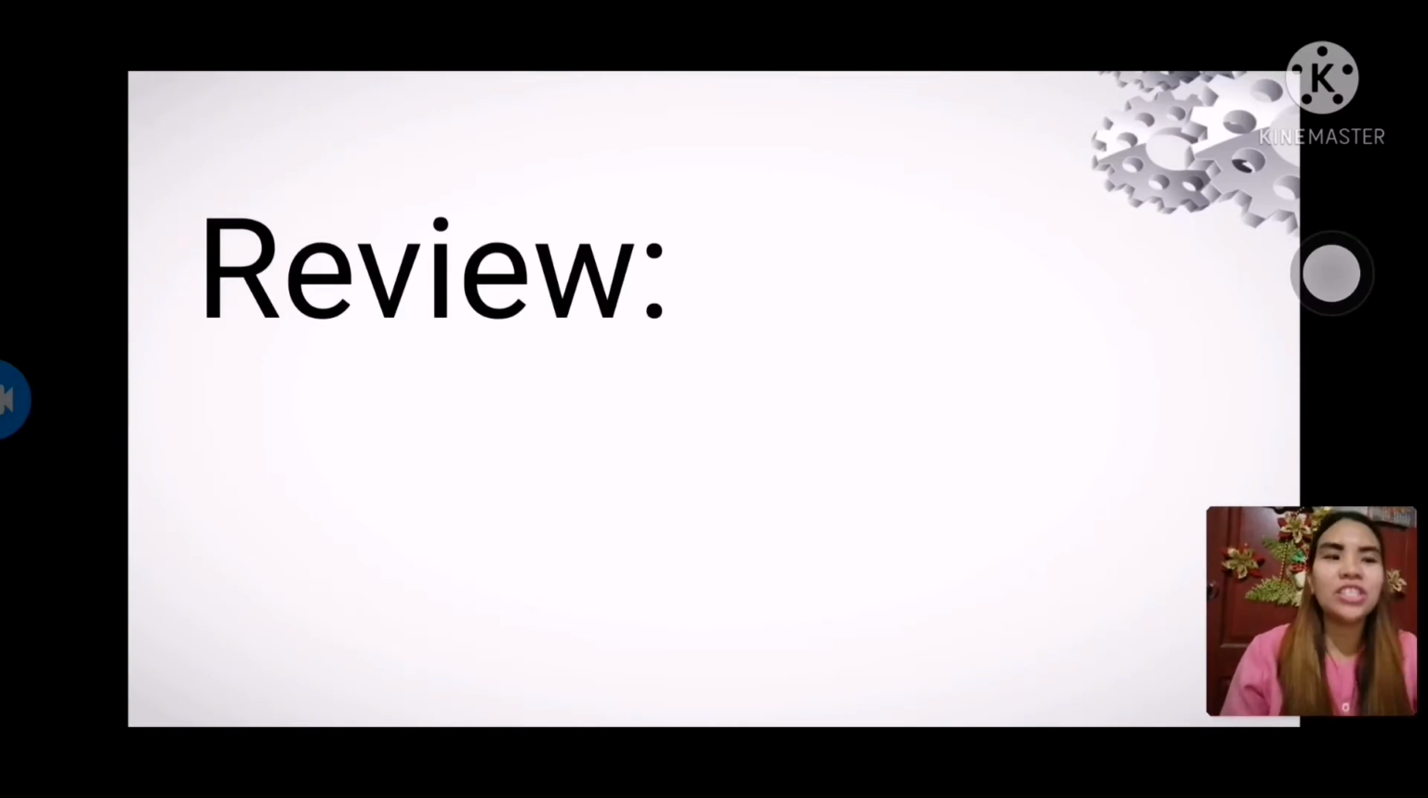Before we start with our new topic, let's first review our last topic, which is about the refrigerator. So what can you say about the refrigerator? Yes, very good. It is the one that helps you make your food cool, right? And make it last longer. Then what else? What are its parts? Okay, very good. Now I think you are really ready for our next topic.